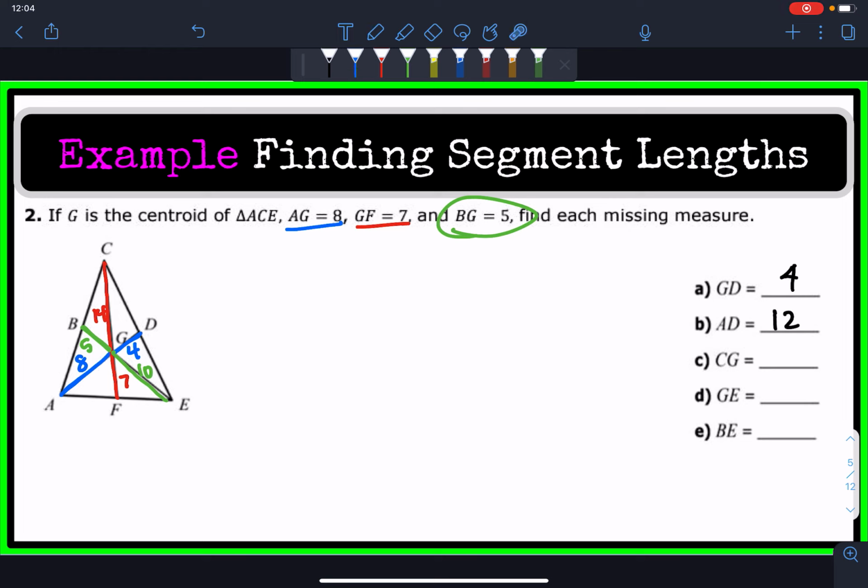G to C is 14. G to E is equal to 10. And B to E, which again is the entire length of this median, we'll add up 5 and 10. So that's 15.